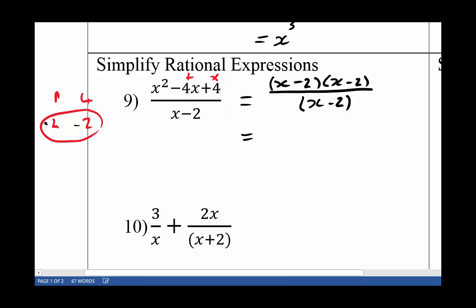Okay, so x minus 2 and x minus 2, I can cancel that like that, and I can cancel that like that, and so I'm left with an x minus 2 on the top and a 1 on the bottom, and anything over 1 I can just write as the top. So x minus 2 is my answer.